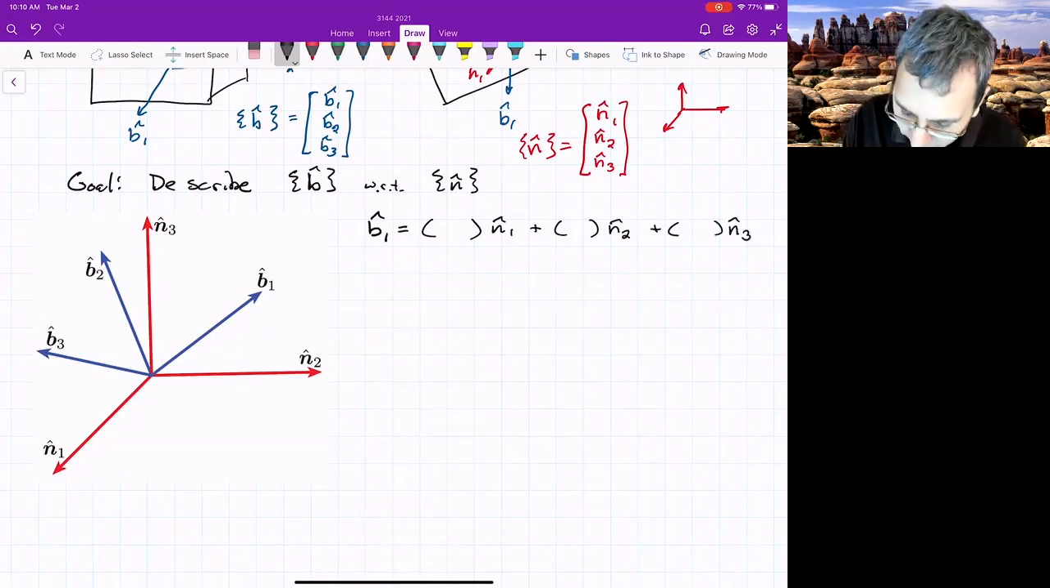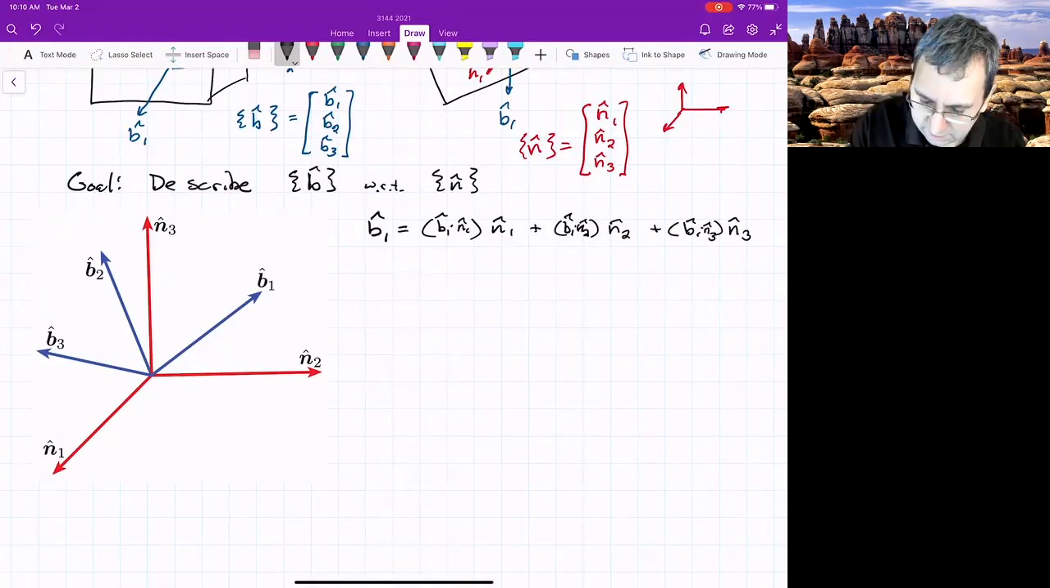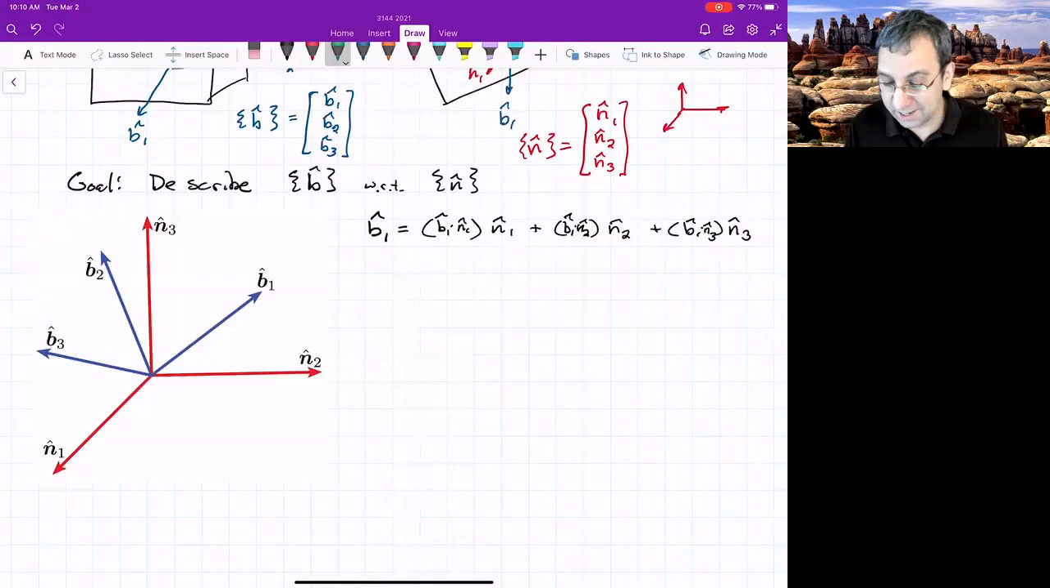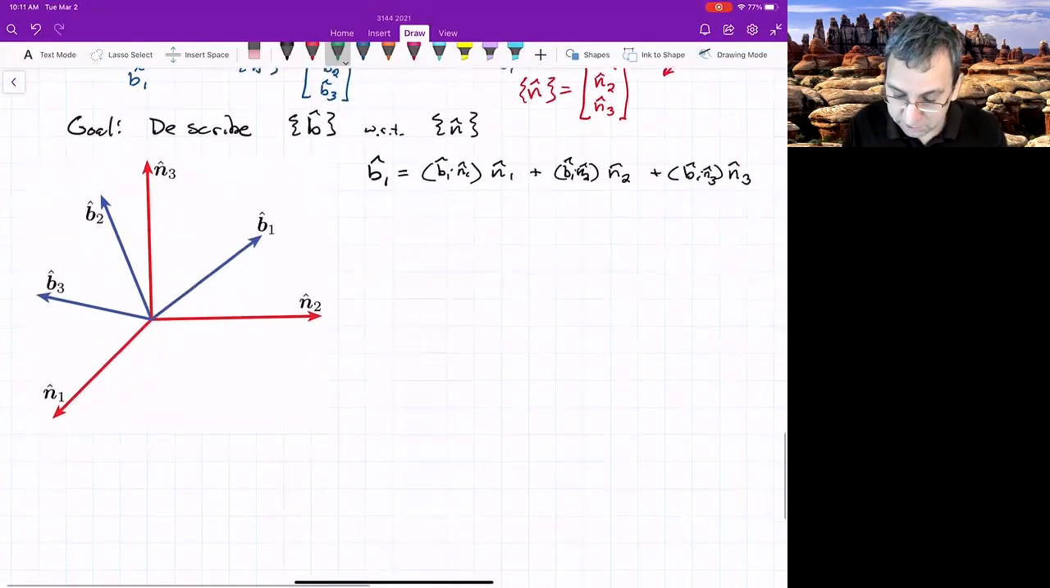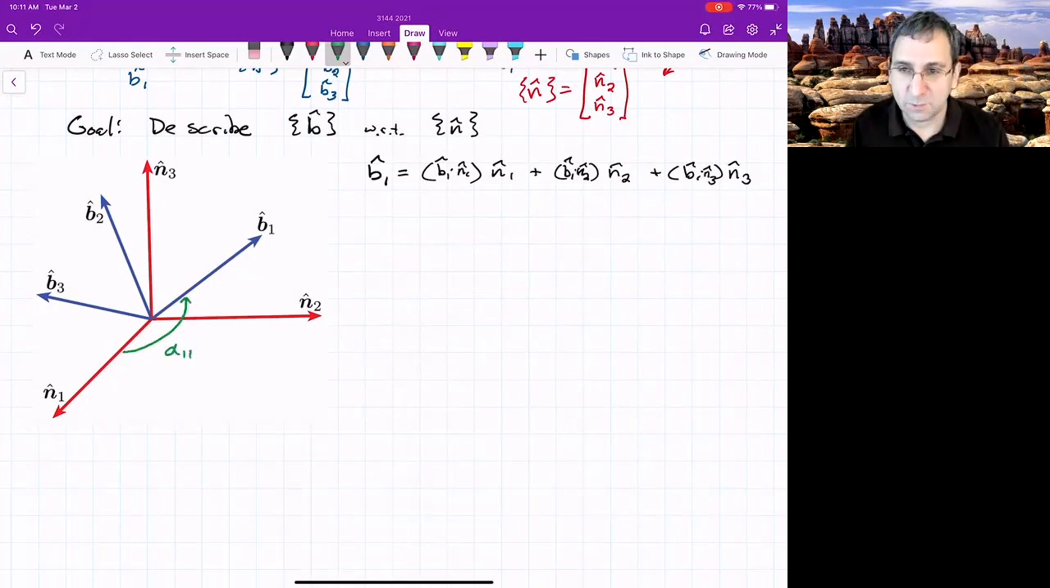And what is that something? Well, the compact mathy way to put it is to write B1 dotted with N1, and then B1 dotted with N2 plus B1 dotted with N3. It might be tiny and hard to see, but that's what I'm drawing. And we could write all of these in terms of cosines of angles between vectors. So the first one, B1 and N1, there's going to be this angle alpha 1,1. And where does alpha 1,1 show up? Well, let me draw all the angles. So there's alpha 1,1, alpha 1,2 is the angle between B1 and N2.